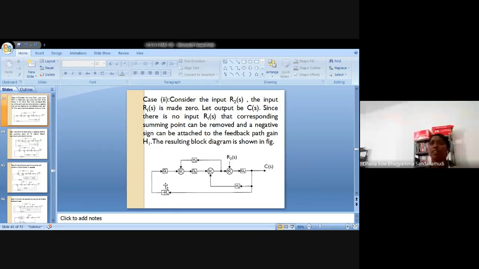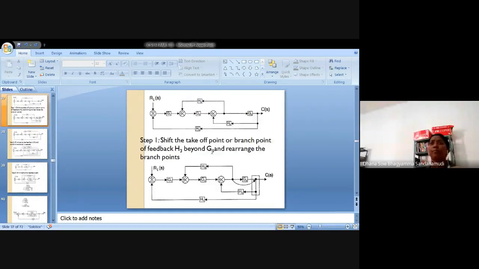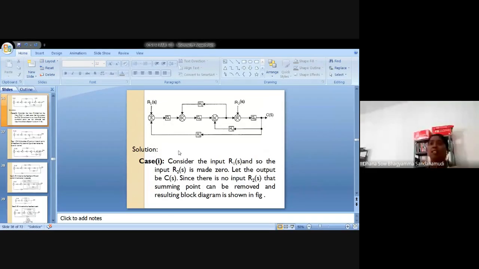Okay, so one more thing I wanted to tell you. Go to the actual block diagram. This is my actual block diagram. If you see here, H1 is a negative feedback element, isn't it? H1 is a negative feedback element. Okay, so when I removed R2 of S, there was no feedback element connected to R2 of S. The signals which are given or which are coming out were positive. All the signals were positive.